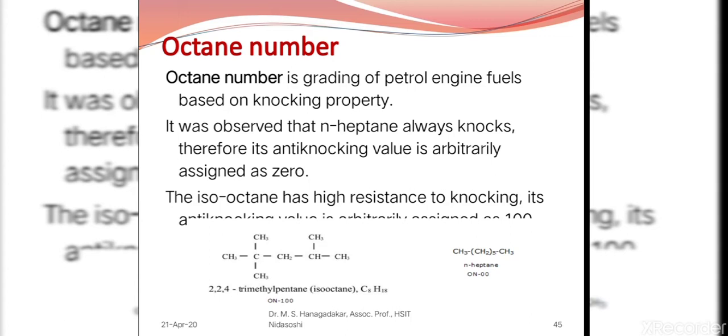Let us see in this slide I have mentioned two hydrocarbons. One is 2,2,4 trimethylpentane, called iso-octane, whose octane value is arbitrarily fixed to 100. It is a branched chain hydrocarbon, hence it knocks very little. In another example, we have mentioned n-heptane, which knocks very badly, and its octane value is arbitrarily fixed to 0.